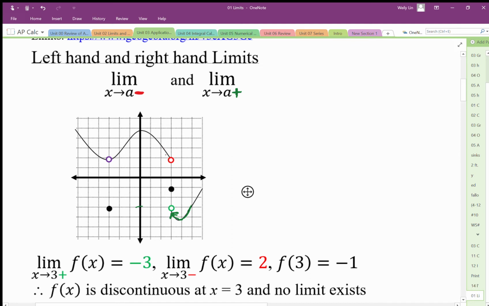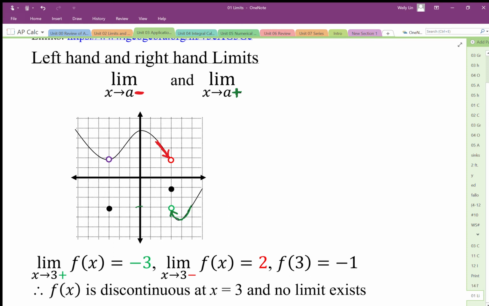As I approach from this side, I'm approaching a different value. I'm approaching a value of y equals 2. So the limit from that side is equal to 2. The limit from this side here is equal to negative 3. So we have these two different limits. And in fact, the actual value at 3 is different. The value is actually at negative 1. So it is important to understand that, first of all, we have to break limits down to left-hand and right-hand limits, and limits are actually just telling me where I'm going.